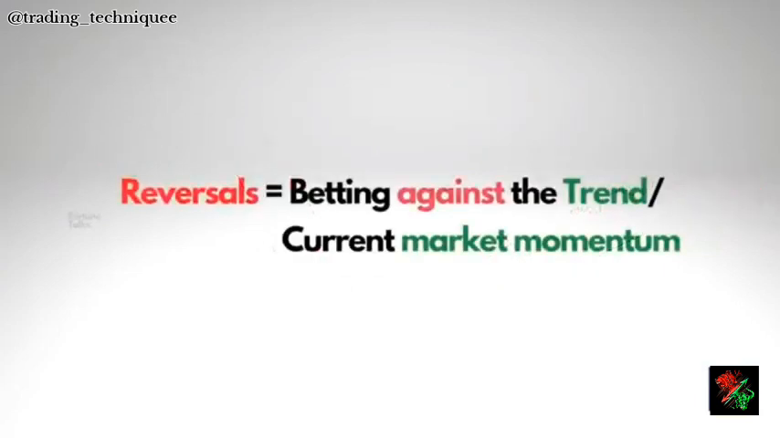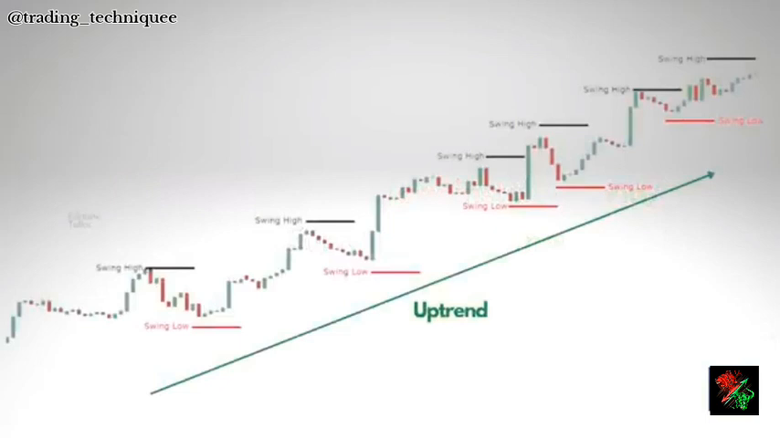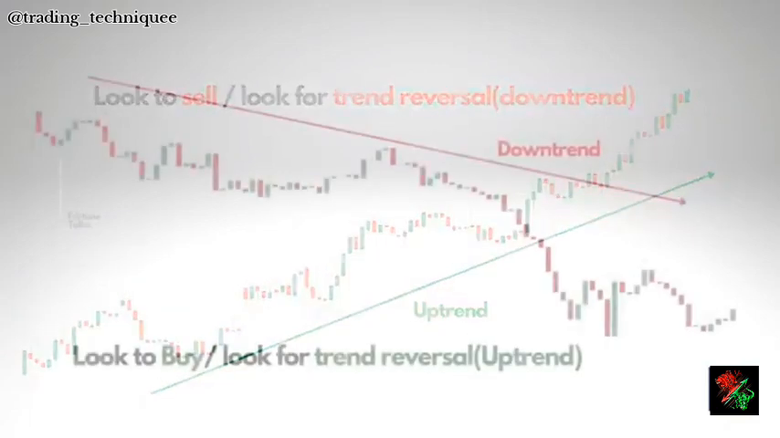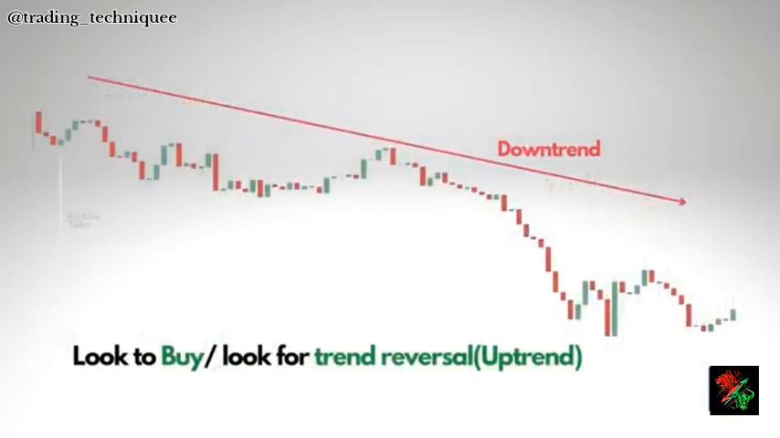So, as a reversal trader, you are in essence a counter trend trader who is trading against the trend or the current market momentum. For example, let's say the market is in an uptrend, making a series of higher highs and higher lows. As a reversal trader, you look to sell in that uptrend. Or if the market is in a downtrend, then as a reversal trader, you are looking to trade against the trend and the momentum. Reversal trading, especially the trend reversal trading, can be a profitable way to trade the markets.